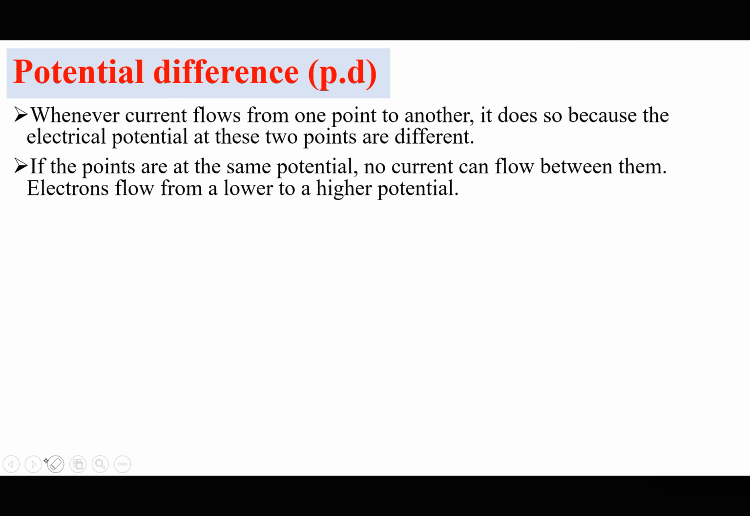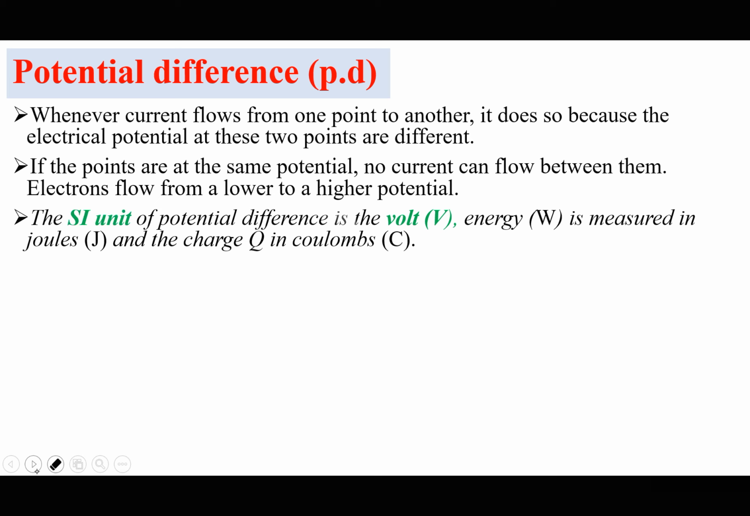So what does that mean? Electrons are supposed to flow from a lower to a higher potential. And if two points are at the same potential, then there will be no electron flow, and if there are no electrons flowing, then we don't expect a current to be flowing. So in a nutshell, if there's no difference in potential, then we don't expect a current to flow, because a current only flows when there's a difference in potential.